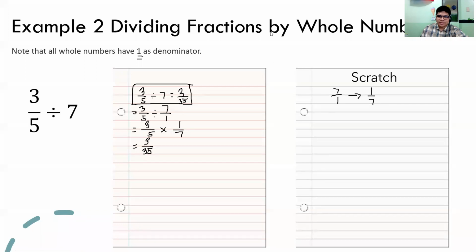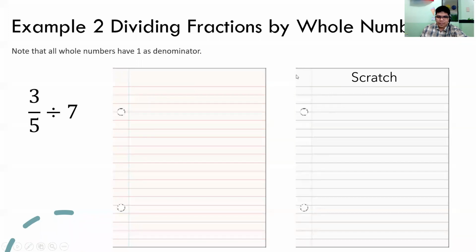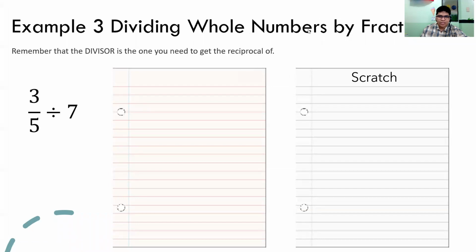Let's go to the third example. What if we want to divide whole number by fraction? Okay, so I actually want another example other than this. Let's have 8 divided by 5 over 4. So you have a whole number divided by a fraction. So let's have 8 divided by, let's just copy that here in our solution.